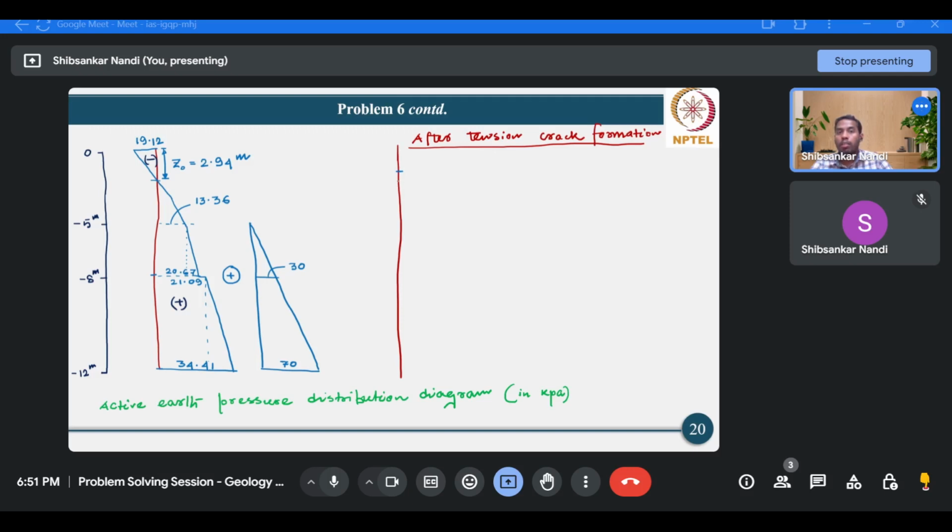Now this type of distribution is valid only when the tension crack is formed. So after the tension crack formation, the distribution will look like this. Otherwise, if we think about the distribution before the tension crack formation, we have to consider this negative portion as well. Okay, so this is the modified distribution due to the formation of tension crack.